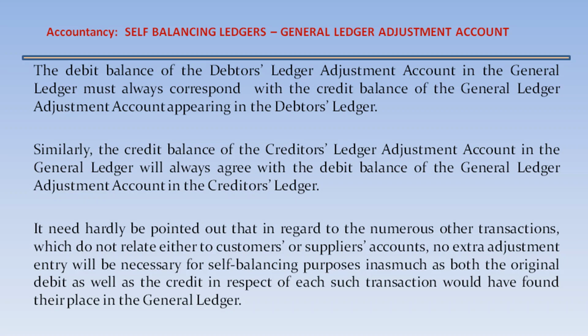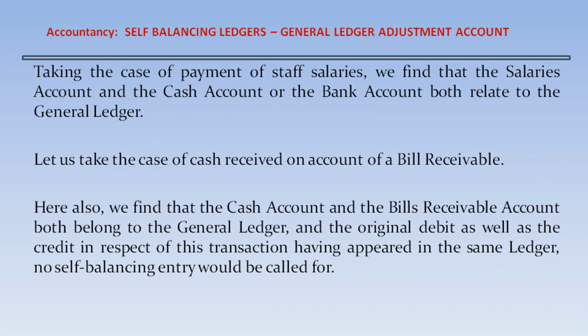It need hardly be pointed out that in regard to numerous other transactions which do not relate either to customers or suppliers accounts, no extra adjustment entry will be necessary for self-balancing purposes, inasmuch as both the original debit as well as the credit in respect of each such transaction would have found their place in the general ledger. Taking the case of payment of staff salaries, we find that the salaries account and the cash account or the bank account are both related to the general ledger.